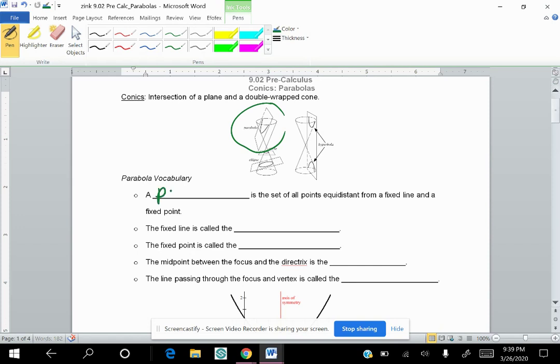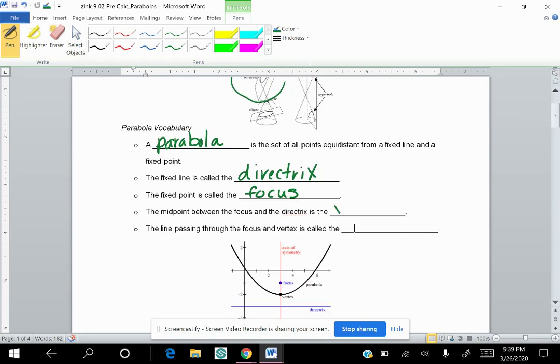So a parabola is the set of all points equidistant, so the same distance, from a fixed line and a fixed point. That fixed line we call the directrix, and the fixed point we call the focus. Now, if you find the midpoint between the focus and the directrix, that's where your vertex is going to be. And the line that'll pass through your focus and your vertex, that's going to be your axis of symmetry, which we've talked about this year and you've talked about since algebra.